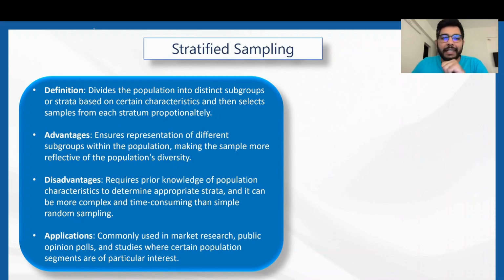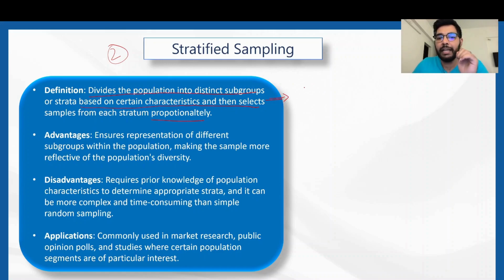Now coming to the second technique, that is stratified sampling. Stratified sampling divides the population into distinct subgroups or strata based on certain characteristics, then selects the samples from each stratum proportionately. Let's try to decode this.